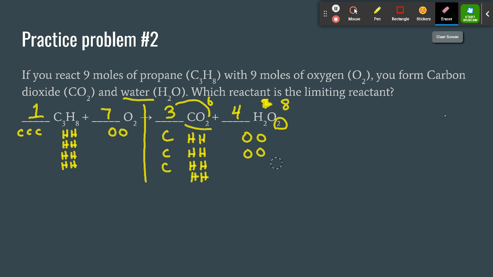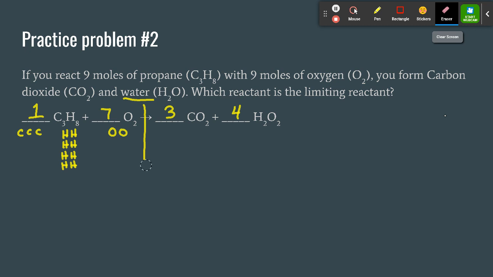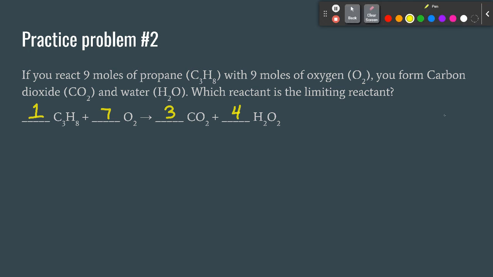All right, let us work through and see what we can come up with here. Let me erase this because it's about to get a little messy. So we have our balanced coefficients: 1, 7, 3, 4. We're going to do a T-chart for our propane first.